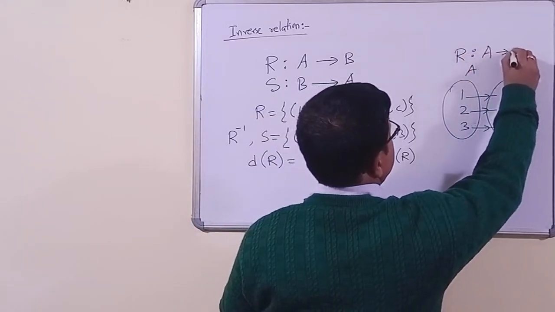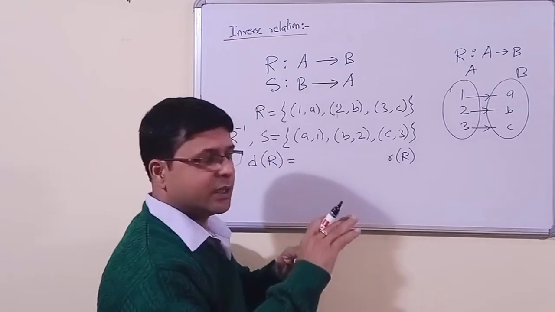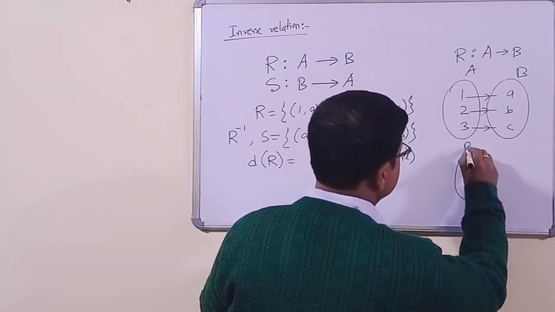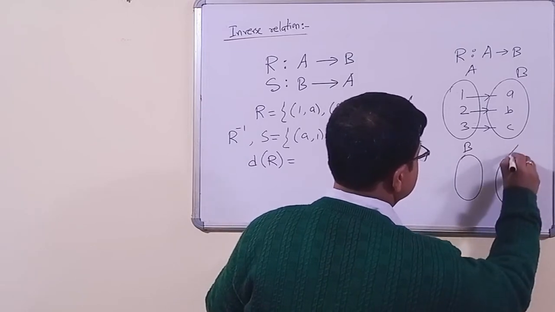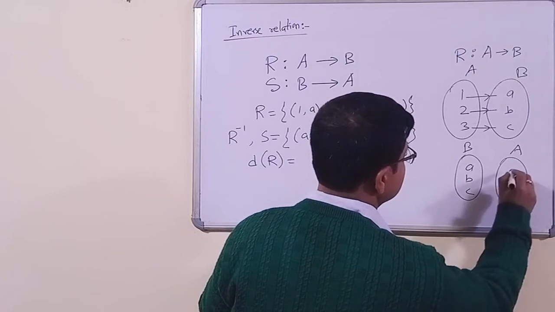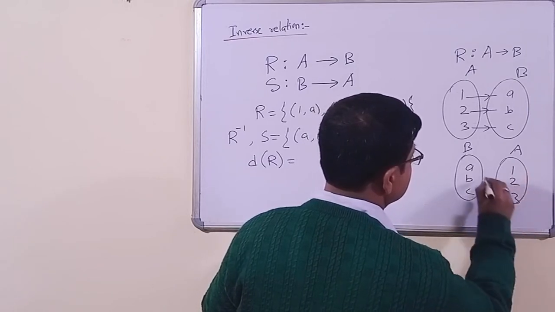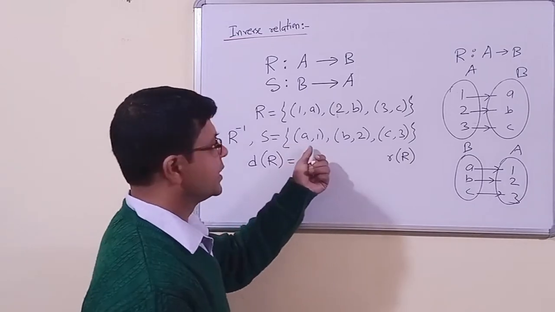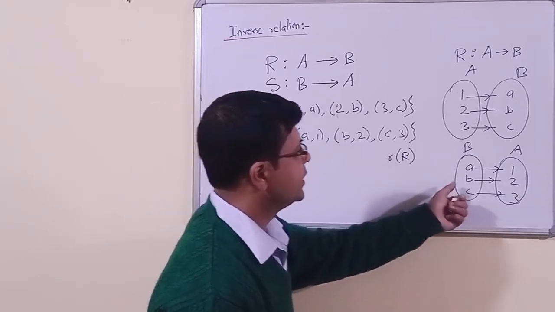This is the relation. If I reverse it, that means b comes first and then a. In b, what elements are there? a, b, c, and here 1, 2, 3. They are related. You can check a1, b2, a3.